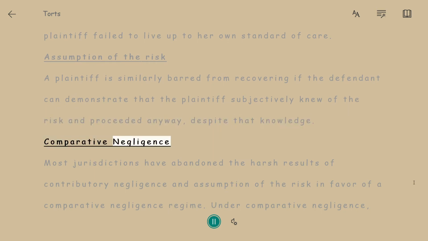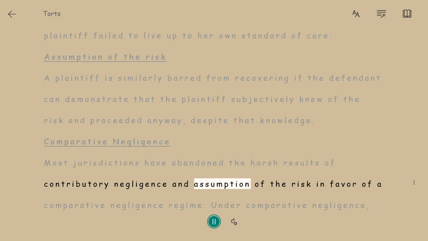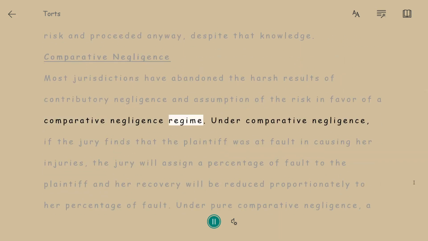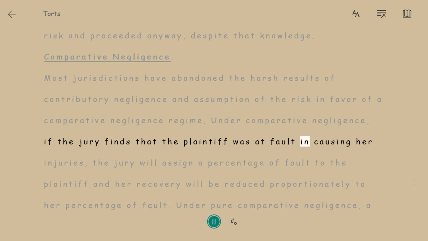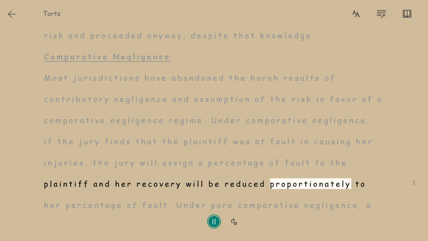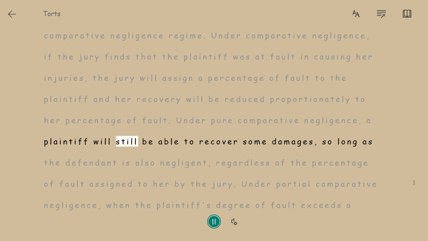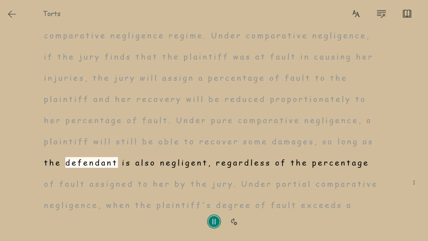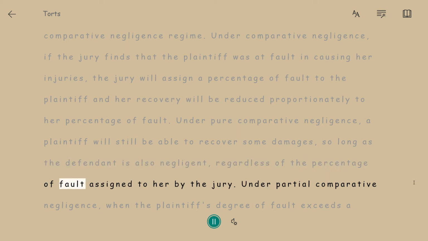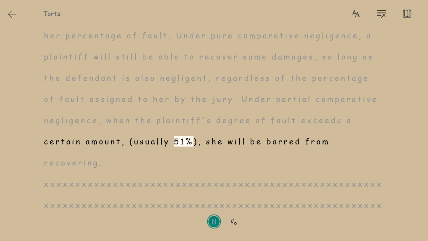Comparative negligence. Most jurisdictions have abandoned the harsh results of contributory negligence and assumption of the risk in favor of a comparative negligence regime. Under comparative negligence, if the jury finds that the plaintiff was at fault in causing her injuries, the jury will assign a percentage of fault to the plaintiff, and her recovery will be reduced proportionately to her percentage of fault. Under pure comparative negligence, a plaintiff will still be able to recover some damages, so long as the defendant is also negligent, regardless of the percentage of fault assigned to her by the jury. Under partial comparative negligence, when the plaintiff's degree of fault exceeds a certain amount, usually 51%, she will be barred from recovering.